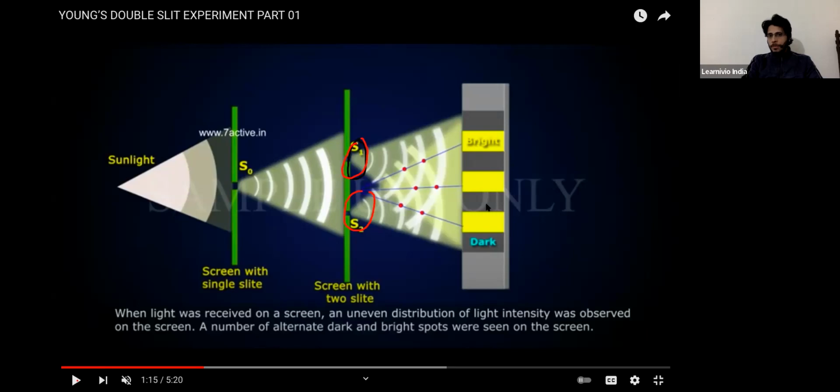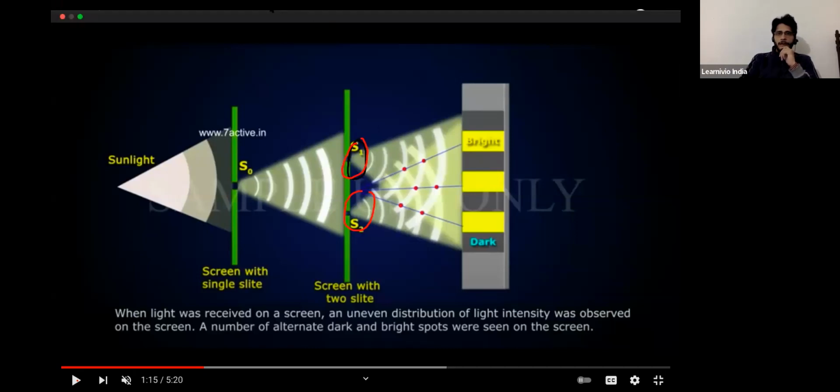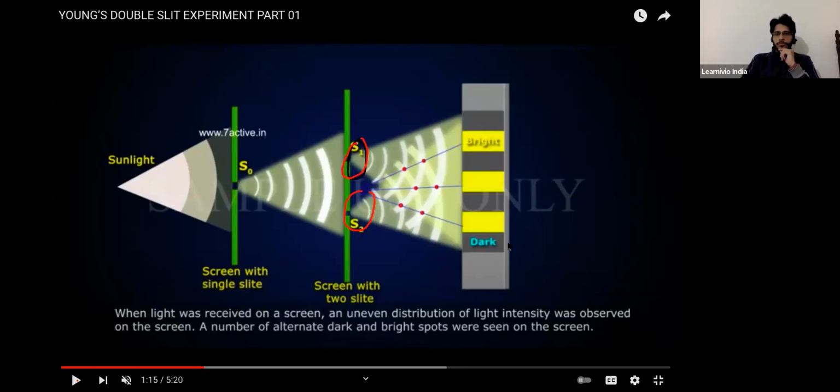See, these are the bright spots and these are the dark spots. So in the bright spots, Mariam, what is happening? Light is getting added up with the light, or it gets cancelled out by the light wave? In the bright spot, does light add with the light or cancel out with the light? Add up. And what about in the dark fringes, in the dark spots? Cancel. Light cancels the light.